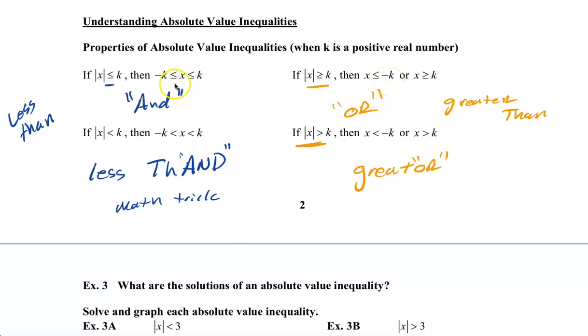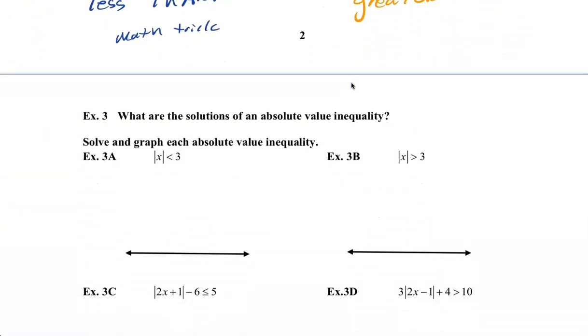After you isolate the absolute value, if you end up with a less than sign, then it's going to be an "and" statement, so it's going to be a conjunction. And if after you isolate the absolute value you end up with a greater than sign, then it's an "or" statement, and you solve it like an "or" statement. So let's do a couple of examples.